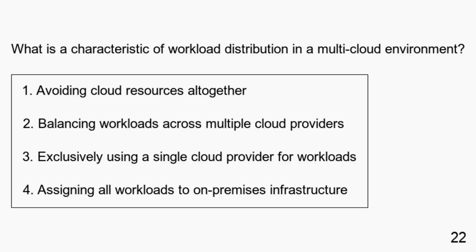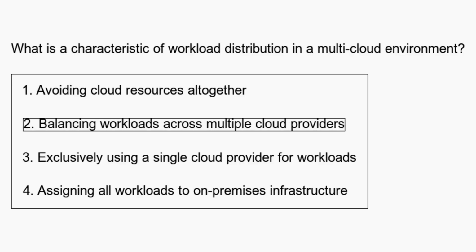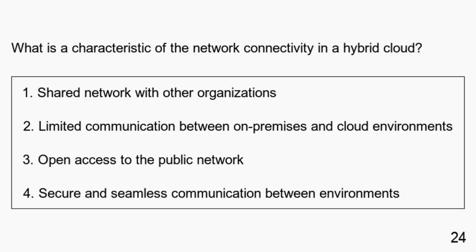What is a characteristic of workload distribution in a multi-cloud environment? Avoiding cloud resources altogether. Balancing workloads across multiple cloud providers. Exclusively using a single cloud provider for workloads. Assigning all workloads to on-premises infrastructure. In a multi-cloud environment, workloads are balanced across multiple cloud providers to optimize performance and resource utilization.